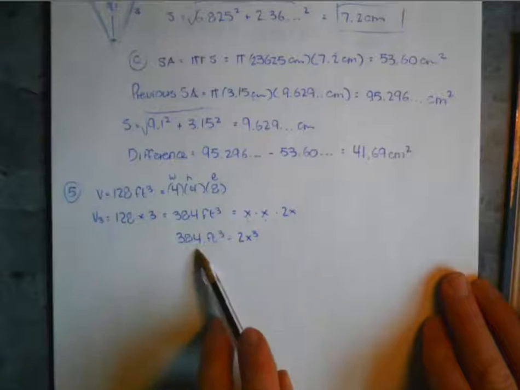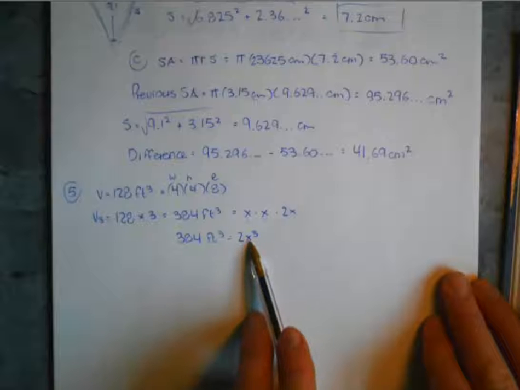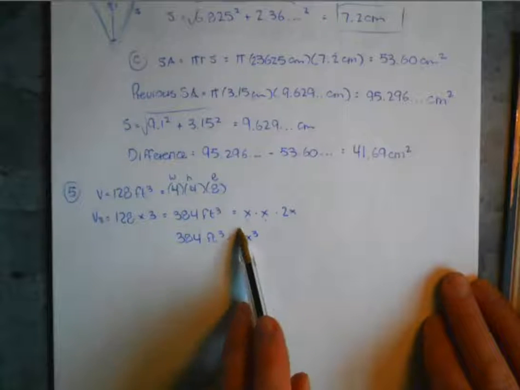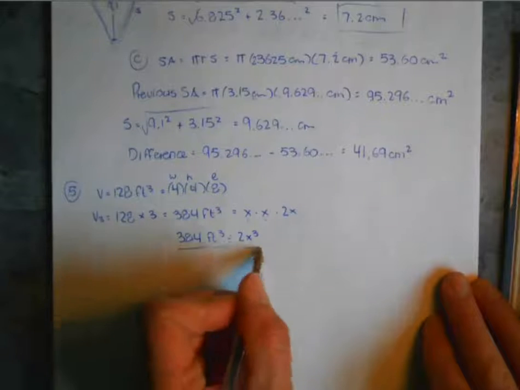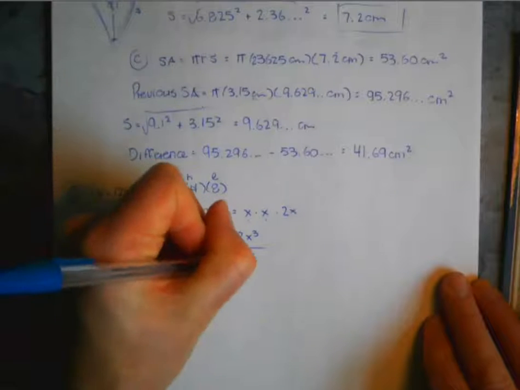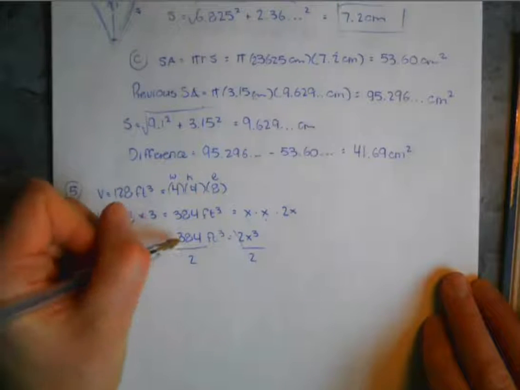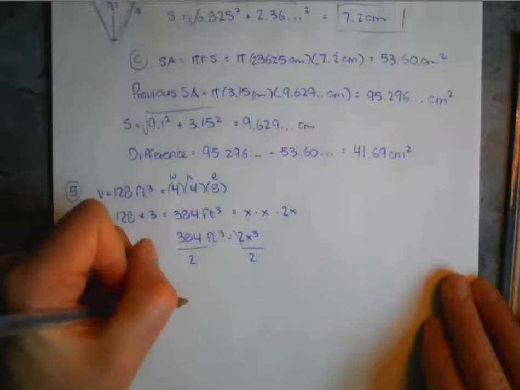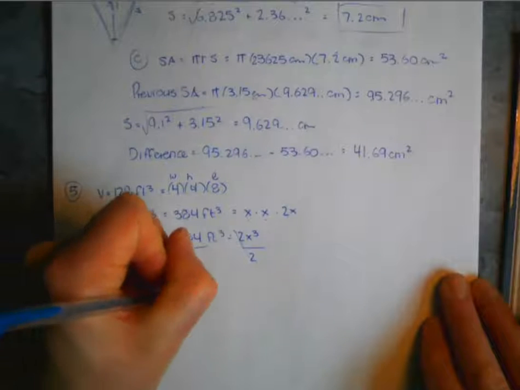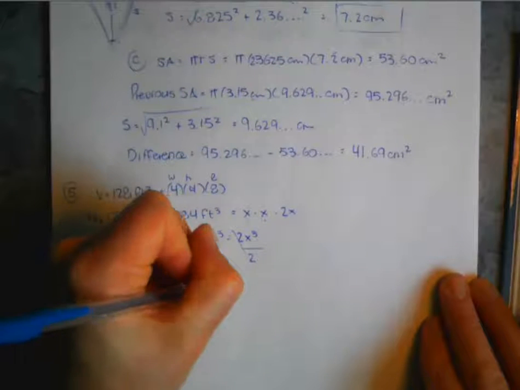So now we can start solving for what x would be, right? Because we only have one variable. So the first thing we want to do is remove the 2. So divide 2 out of both sides. Now we're left with 384 divided by 2, which is 192, is equal to x cubed.